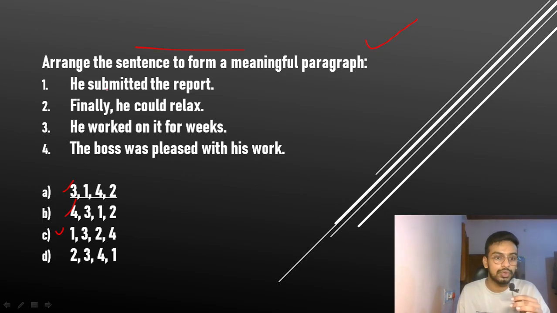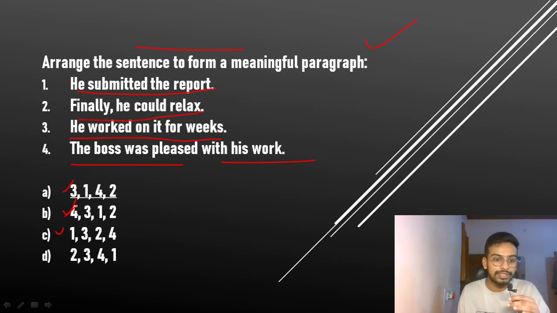So basically, he submitted the report, he worked on it for weeks. We can start from here. Suppose he worked on it for weeks, then he submitted the report, then the boss was pleased with his work, then finally he could relax. I think in this way we can do it.